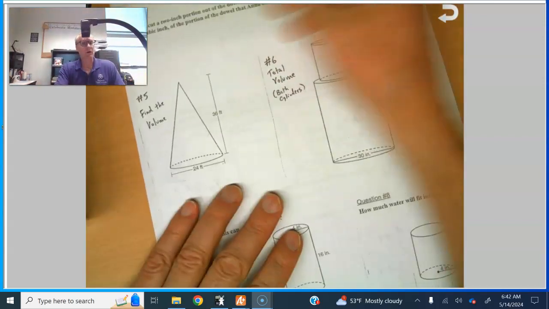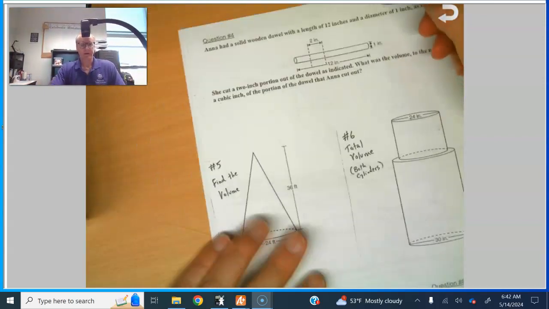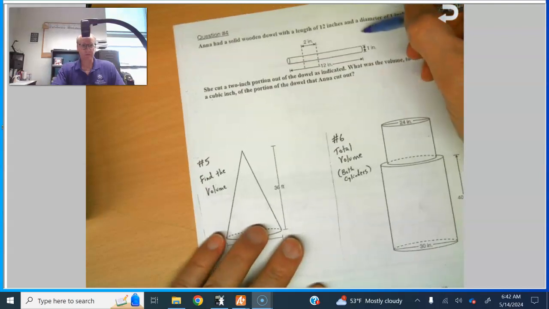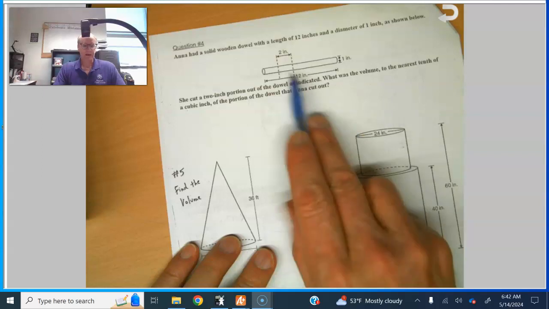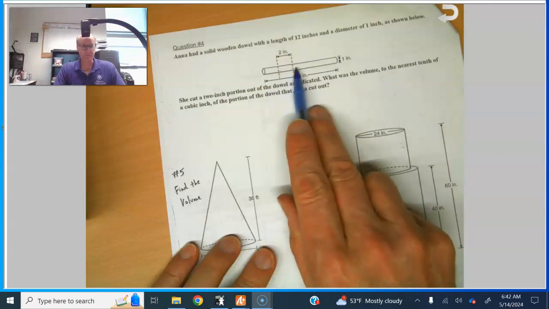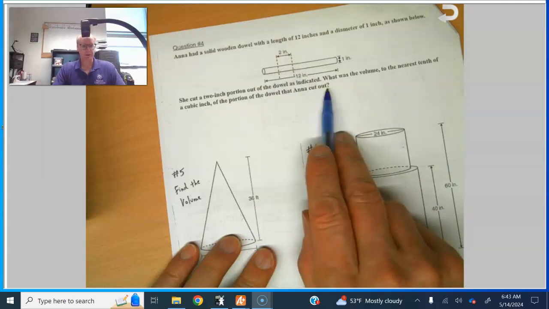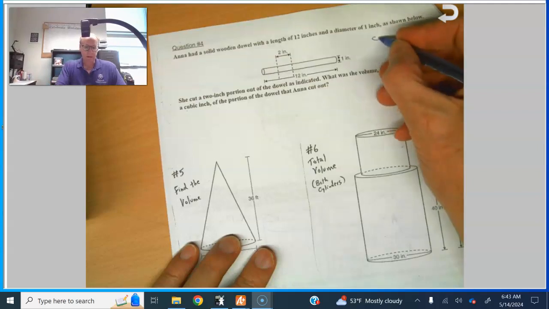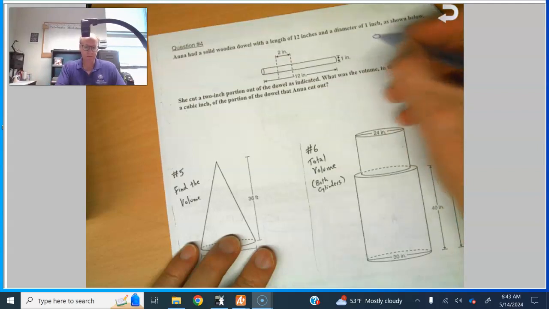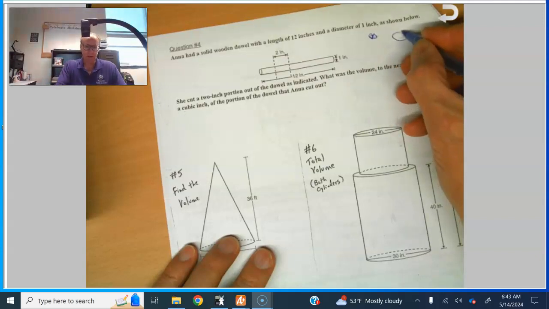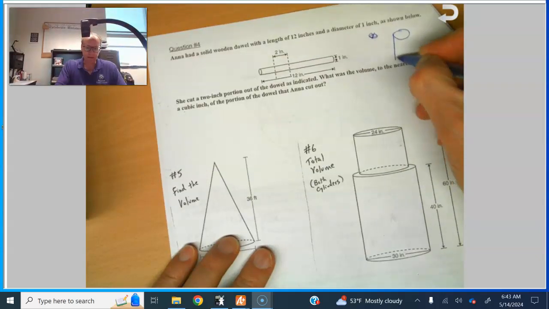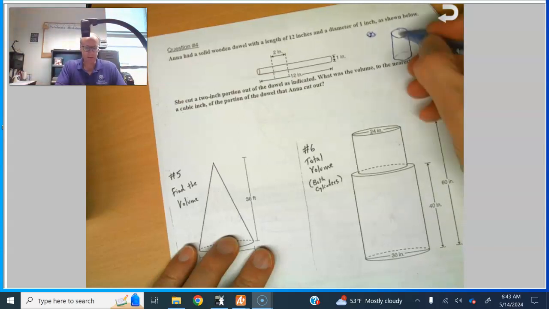It says we have a dowel. A dowel. It has a length of 12 inches and a diameter of 1 inch. And they want to know, if I cut out a 2-inch piece of this dowel, what is the volume? Well, I've got a 1-inch radius. Let me expand it a little bit so I can actually see what I'm looking at. There's my piece of my dowel. I made it larger so you can actually see what's going on.